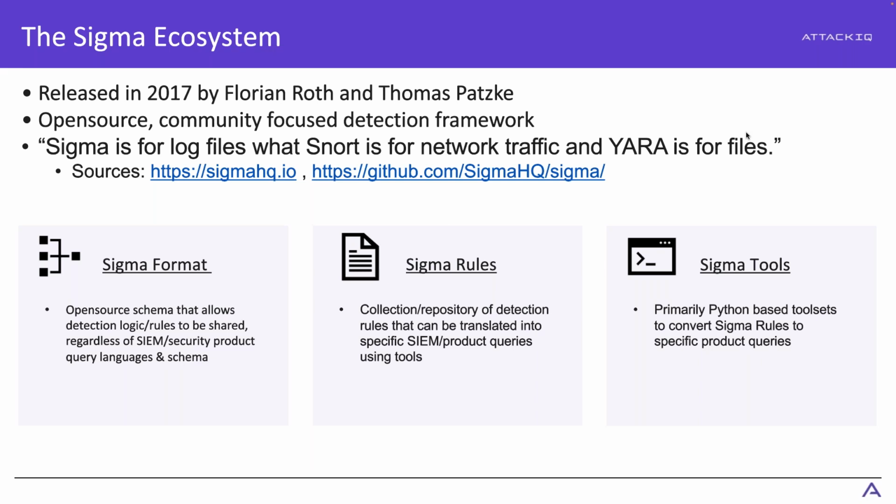So first is the Sigma format. This is the open source schema, or rule format, that allows rules and detection logic to be shared, agnostic of whatever SIEM or security product that you have. And Sigma rules are the actual detection rules and logic that are written with the Sigma format. That can be translated into whatever kind of query you want later on by the Sigma tools. And the Sigma tools are primarily Python-based tool sets that can do the actual conversions of Sigma rules to different kinds of product queries.